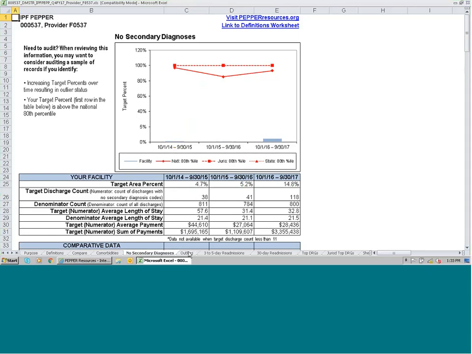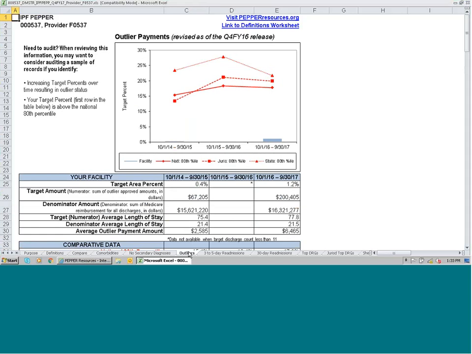For outlier payments, this provider actually only has sufficient data to report statistics for 2 of the time periods, the very oldest, and the percent here is so small it's barely discernible. And then for the most recent fiscal year, you can see the target area percent is pretty low. When there are fewer than 11 discharges that have outlier payments, we have to suppress the statistics for those target areas.